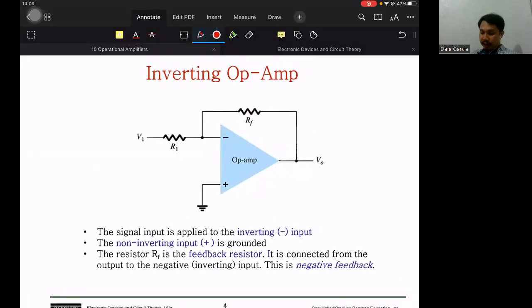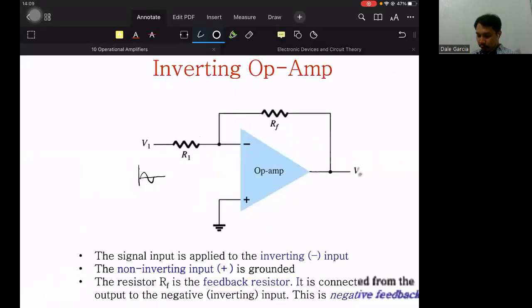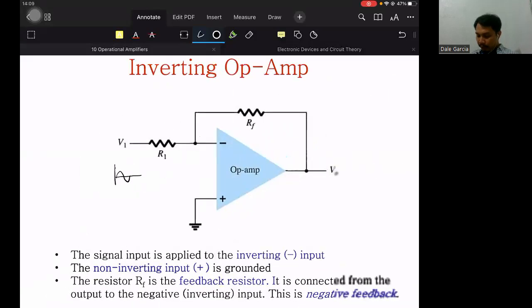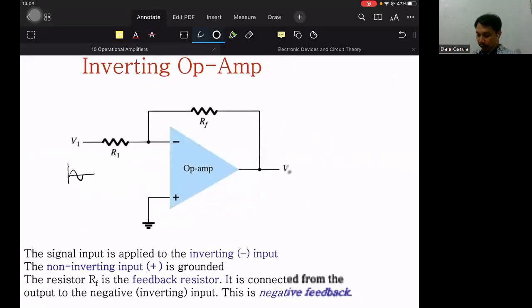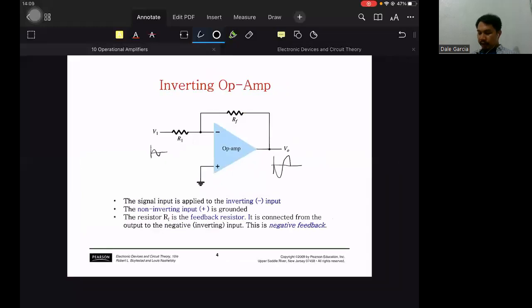Another characteristic of the inverting op-amp, and the same happens in a regular BJT amplifier, is that it inverts the phase of the input. If our input signal is like that, our output, although amplified, is flipped 180 degrees. Okay. That's the inverting amplifier.